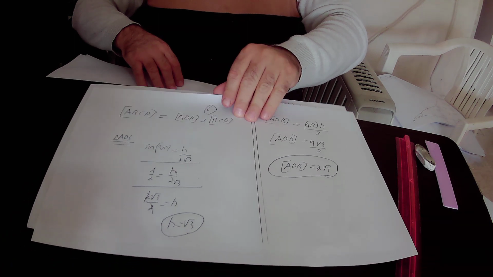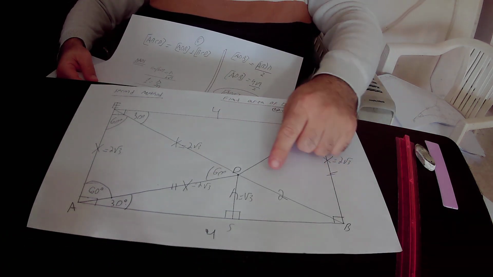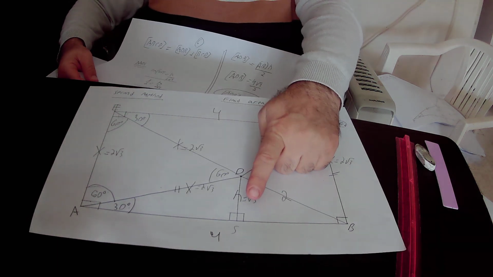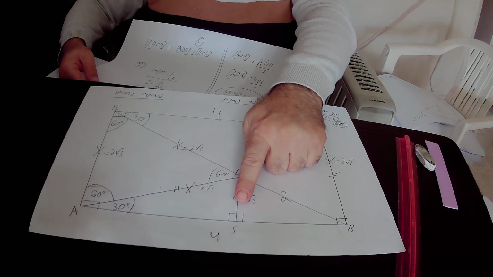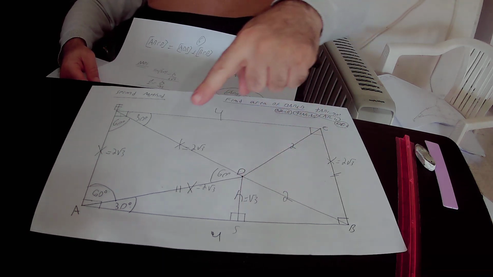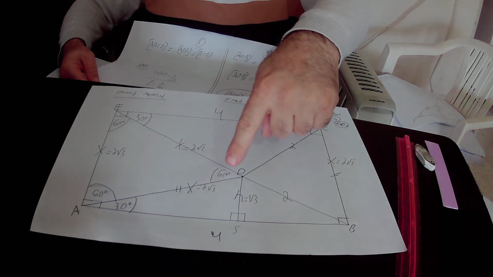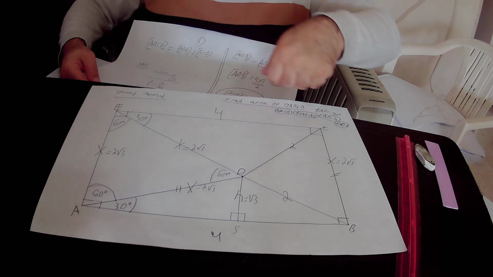Here, in order to calculate the area of triangle ADB, we calculate the height. From point D we draw a perpendicular to AB, so this angle equals 90 degrees and this angle equals 90 degrees. In the right triangle, sin 30 degrees equals h over 2 times square root of 3.